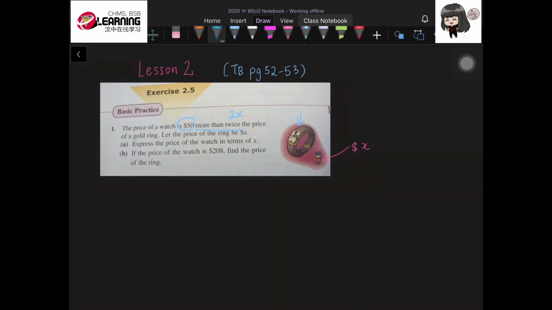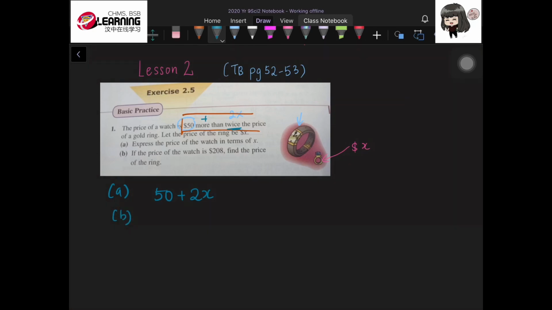Okay, so part A, the price of the ring will be x, and then the watch will be $50. I repeat again from the question, $50 more than twice the price of the gold ring. So more than means plus, and twice means 2 times the price of the ring. So the price of the watch is 50 plus 2 times x. More than is plus, twice is 2 times, right?